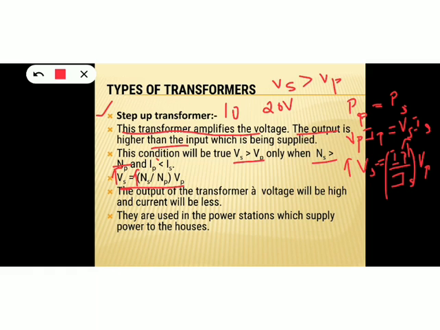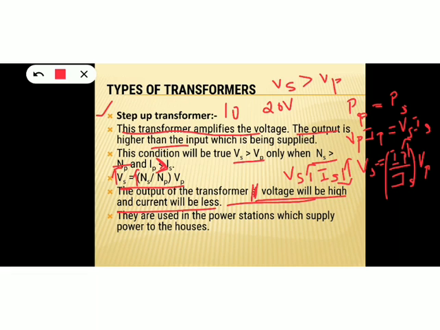So here it is greater. Okay children, it is not less than, it is greater than. So the current flowing through the primary must be greater than the secondary. So at the output of the transformer, the voltage will be high and the current will be less. So at the output of the step-up transformer, the voltage, that means Vs, will be high and the current flowing through the secondary will be less. High voltage and low current. That is the output of a step-up transformer.